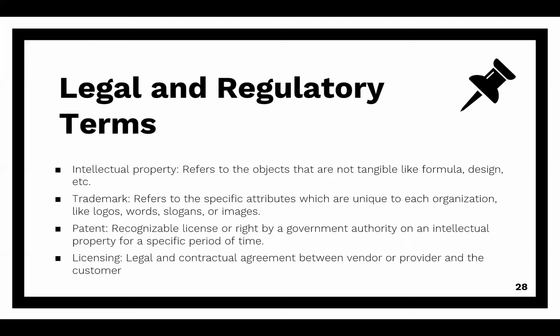When dealing with laws and regulations, there are a few different terms and important areas that you need to be familiar with. We're going to talk about some of those important terms. Intellectual property is important for innovator companies and refers to objects that are not tangible, like formula, patent, design, etc.